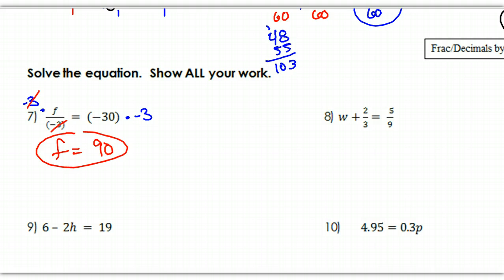And to check that, you can plug that 90 back in. If you plug it in for that f up here, 90 divided by negative 3 is actually negative 30.